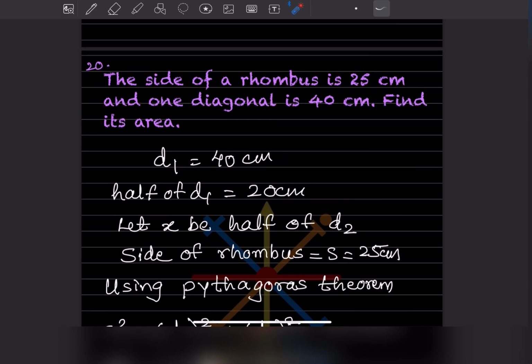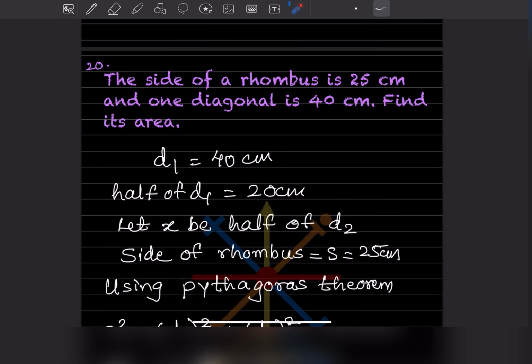The side of a rhombus is 25 centimeter and one diagonal is 40 centimeter. You have to find the area. So this is a rhombus here, these are the diagonals of it. One diagonal is given as 40 centimeter. You have to find the area. Let us consider the diagonals as D1 and D2.